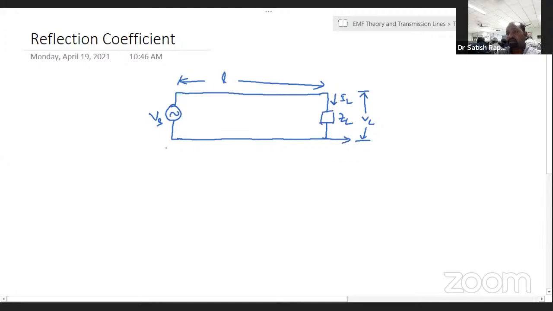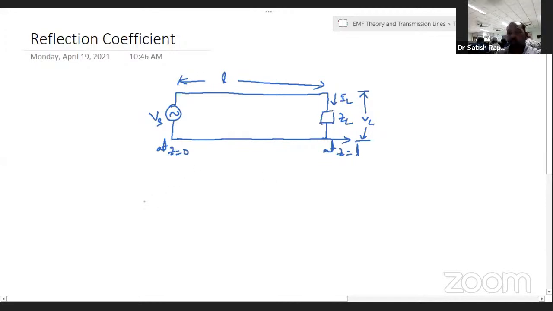Along z axis, let us say. So along z axis means source is at z is equal to 0 and load is at z is equal to L, right? So this is the conventional transmission line which we have considered.